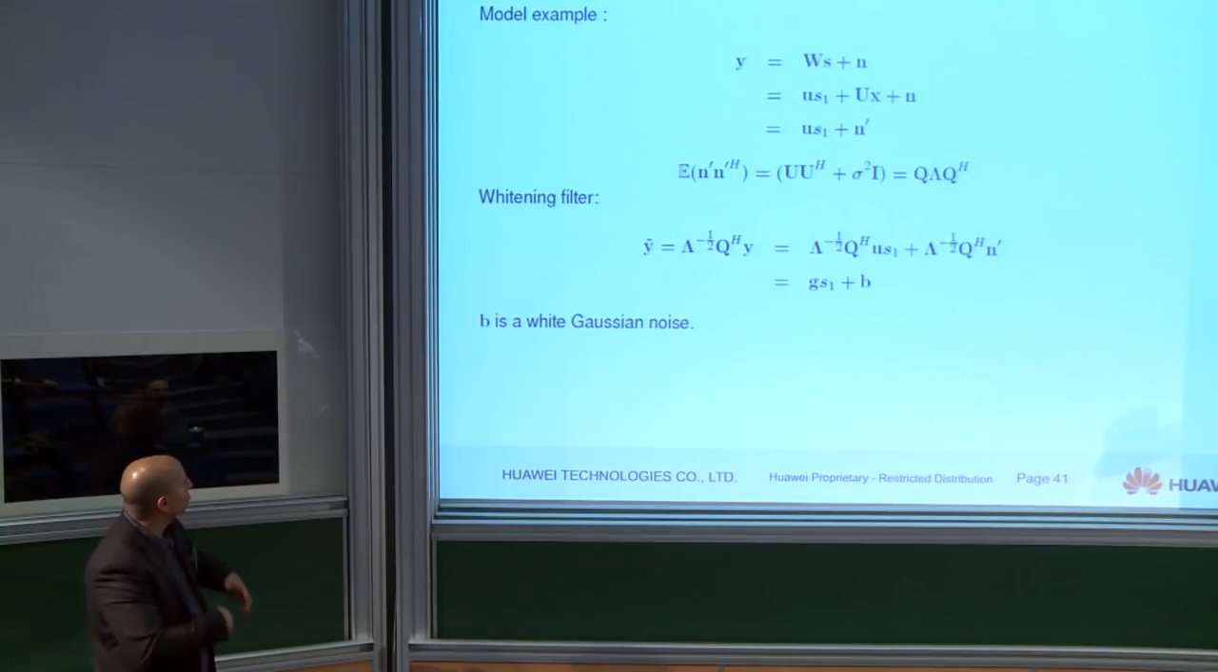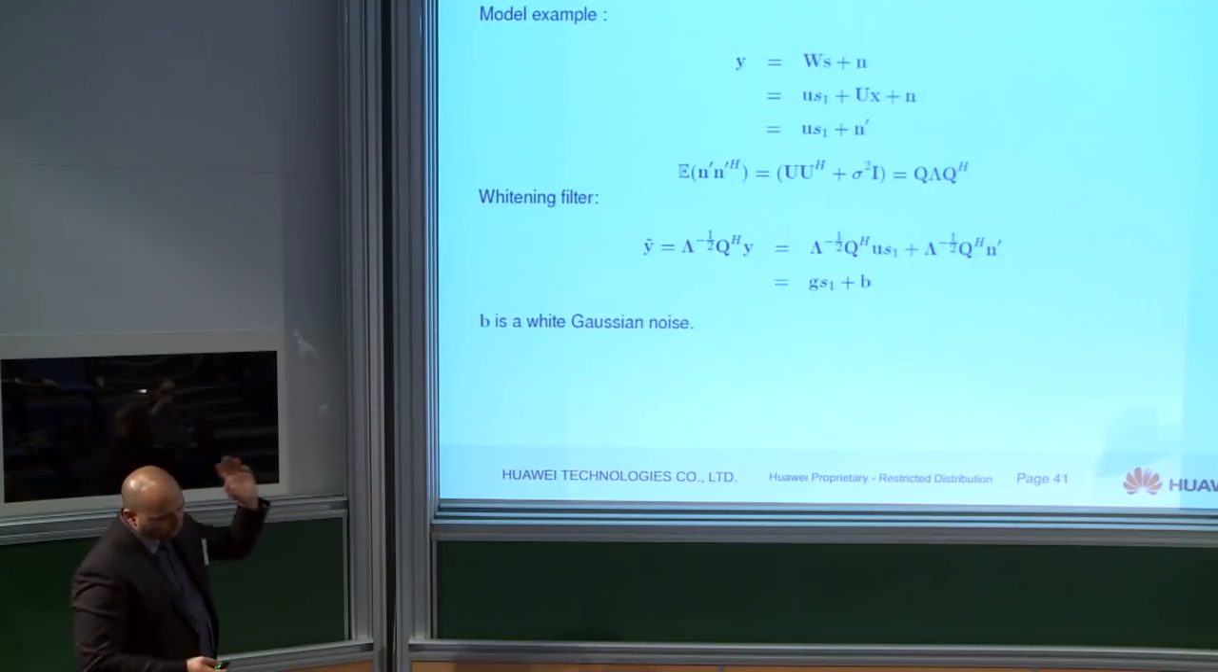But if you don't want, it's also easy to show that the receiver which maximizes the signal-to-interference plus noise ratio is the MMSE receiver, minimum mean square error. Yeah.